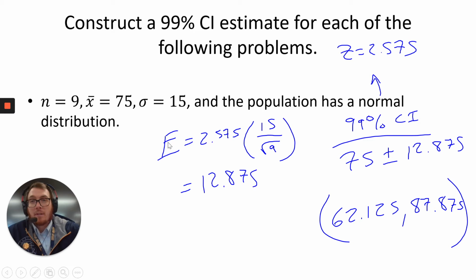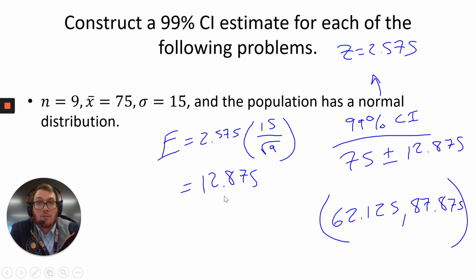Okay, here we go. Construct a 99% confidence interval. Okay, this says n is 9, x bar, the sample mean is 75, and sigma is 15. Now, if they give you sigma, the standard deviation of the population, that's automatically a z-score question, and that should be one of the easy ones from your z-score table. So z should be 2.575.